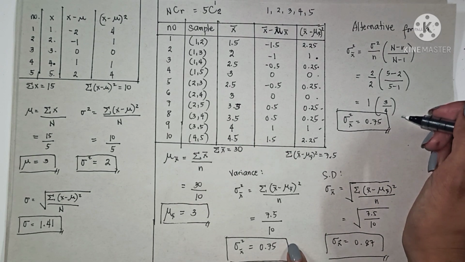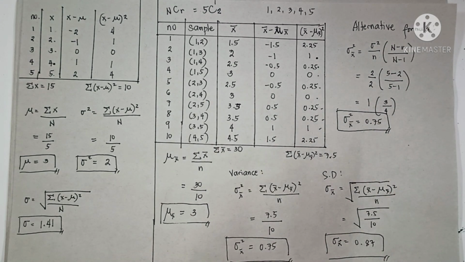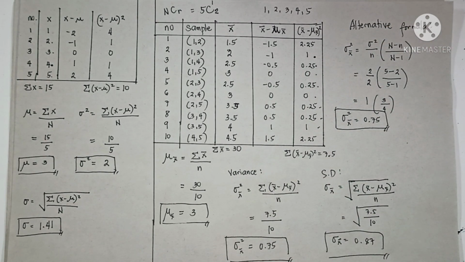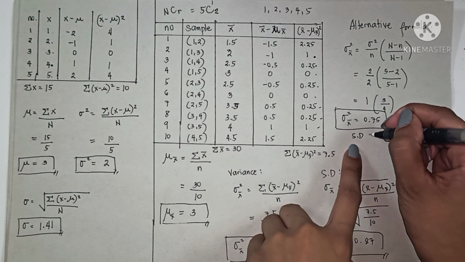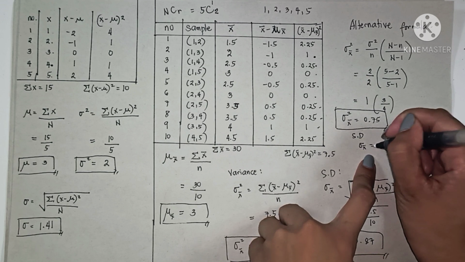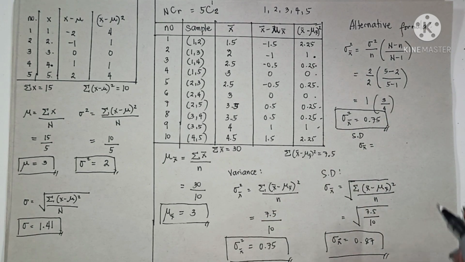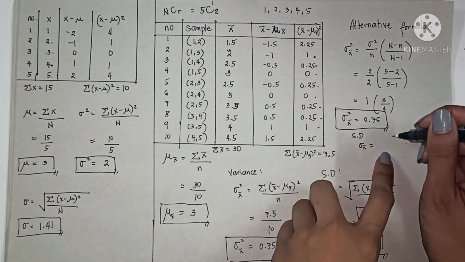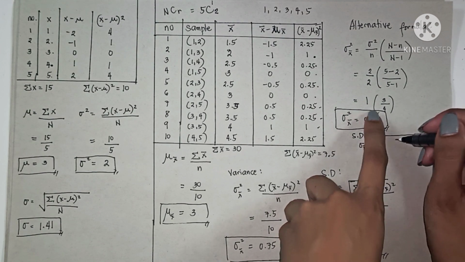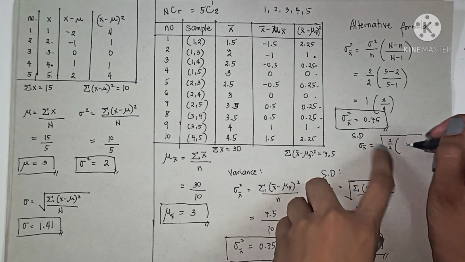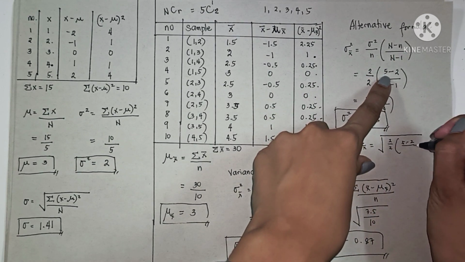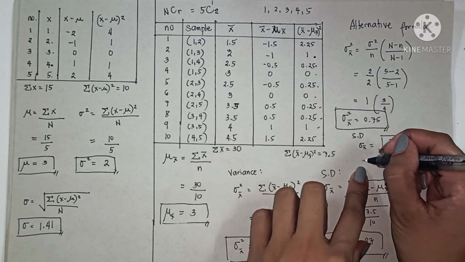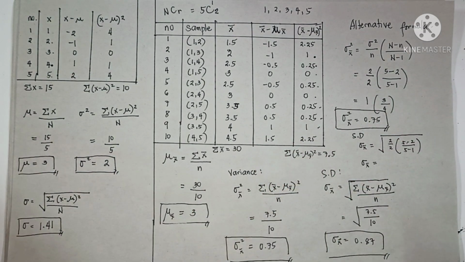Same lang na nakuha natin kanina. Okay? So again, to check if your answer is correct, you can use the alternative formula. Okay po? So now, to solve for the standard deviation, sigma sub x bar is equal to, kunin lang yung square root ni 0.75. Okay, so that is the square root of sigma squared, which is 2 over 2 multiplied by 5 minus 2 over 5 minus 1.